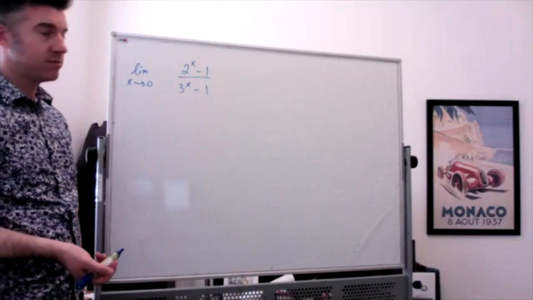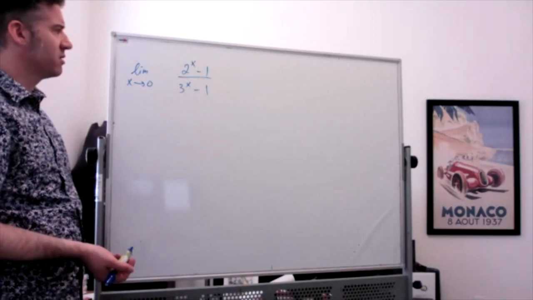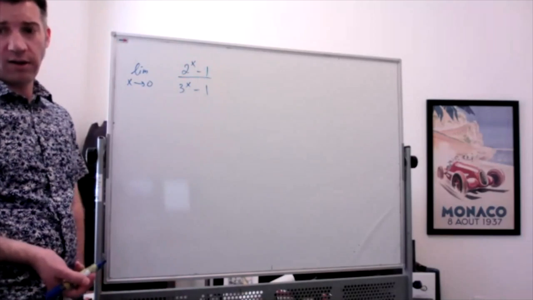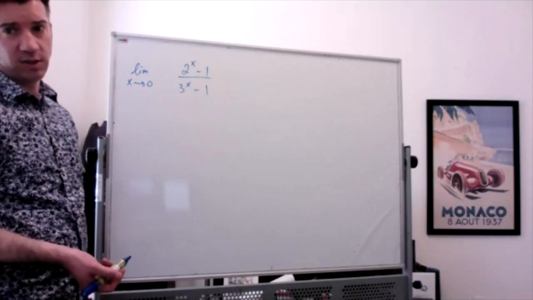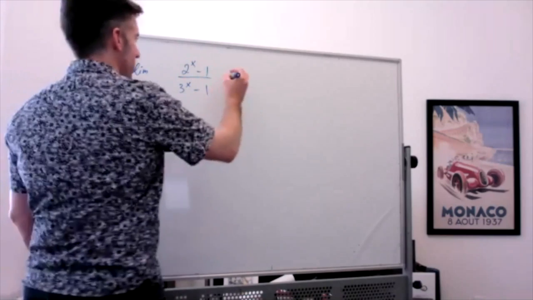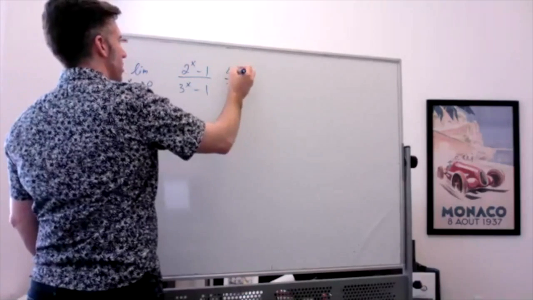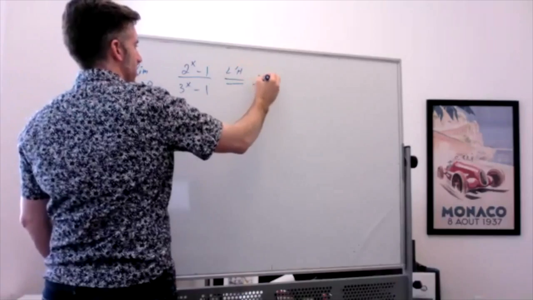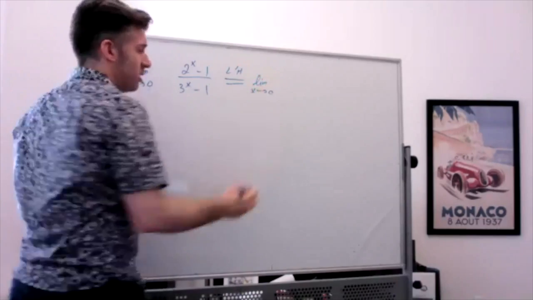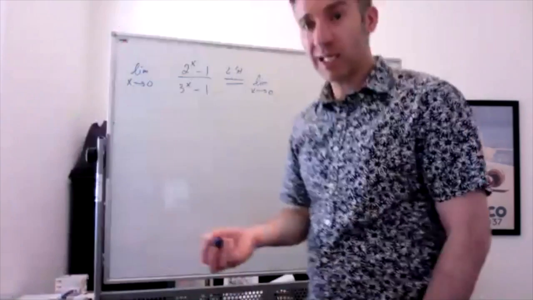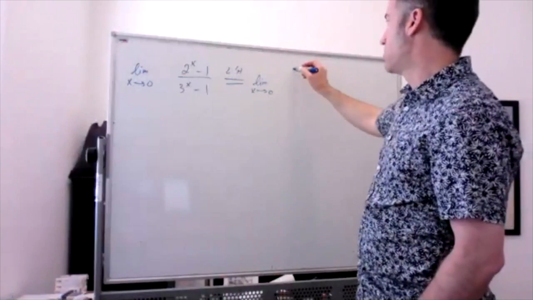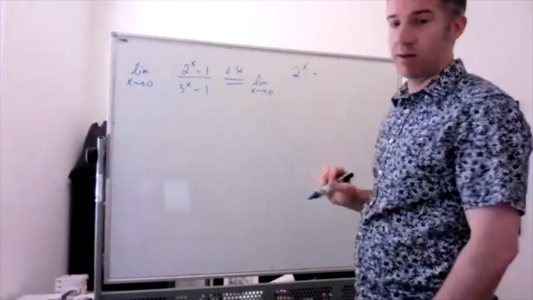Very interesting. So if you plug in 0, you get 1 minus 1 over 1 minus 1, which is a 0 over 0. So we're going to use L'Hopital's rule. Still a limit as x goes to 0. What's the derivative of 2 to the x? It's 2 to the x times something.